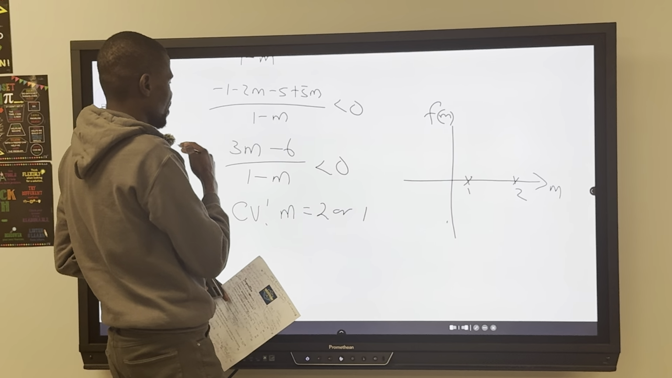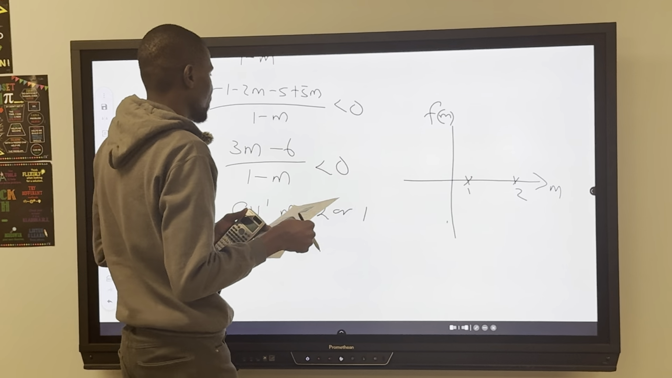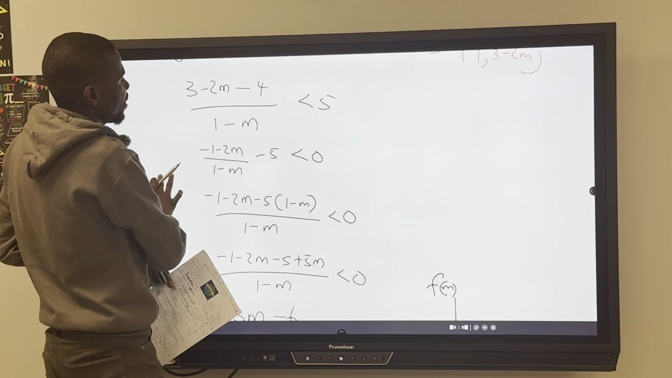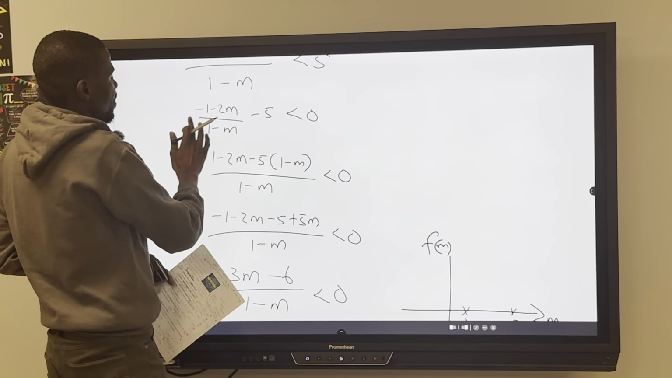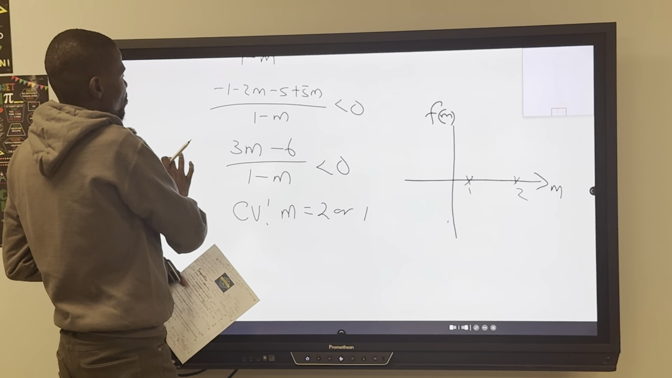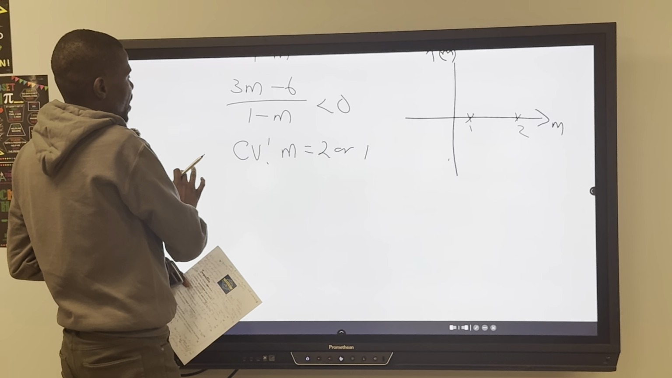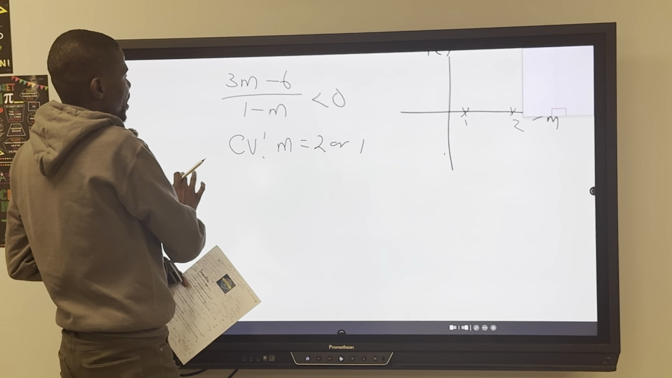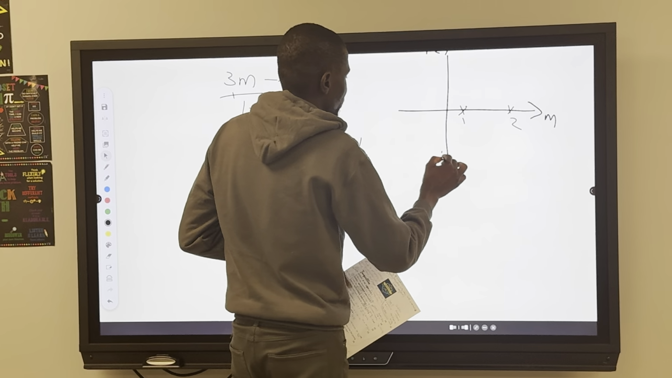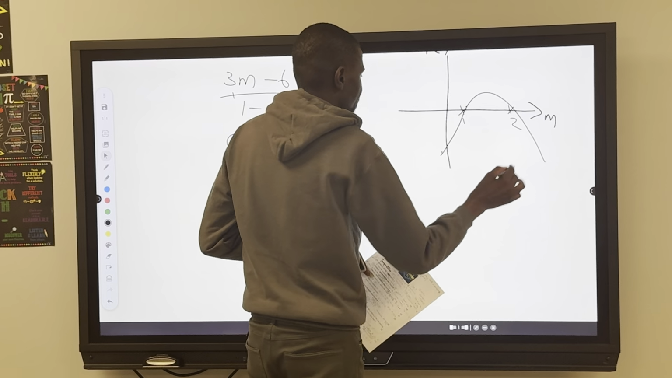I moved everything here, right? It's less than 5. But yeah, I did. Okay, just give me a second. Yeah, it was less than 5. I moved there, minus 5, minus 5m plus that, 3m minus 6 over 1 minus m. Critical values are that. So when m is 0, that's a negative. So it passes through this, right? So the graph looks like that and that.